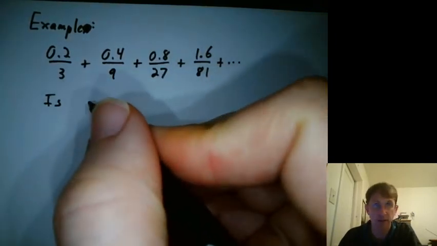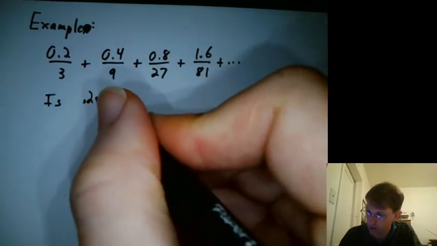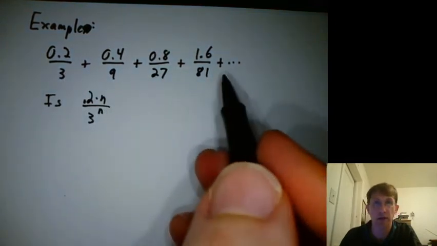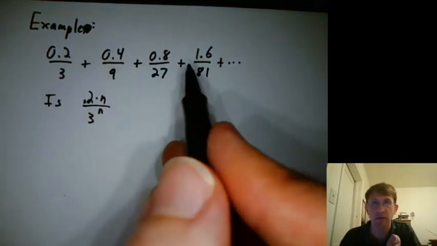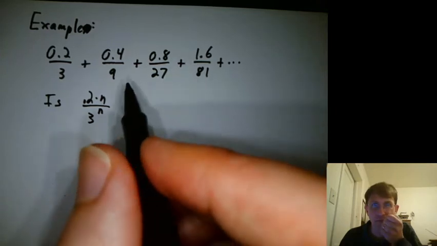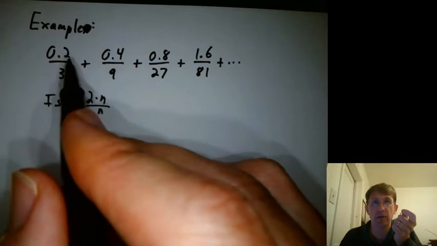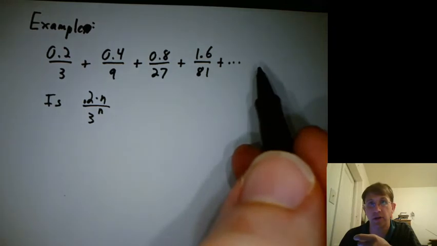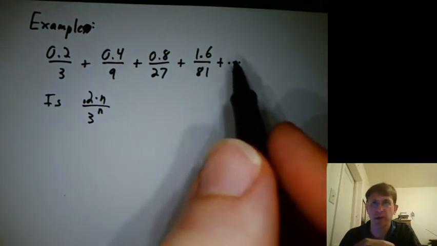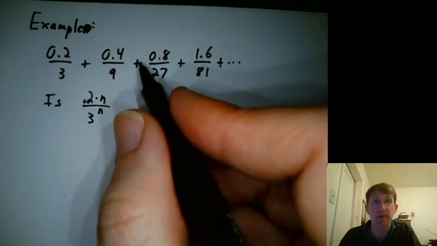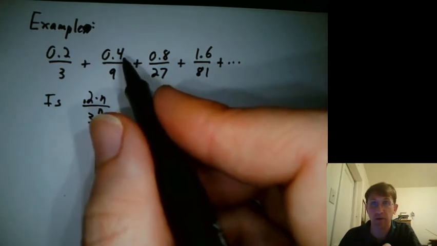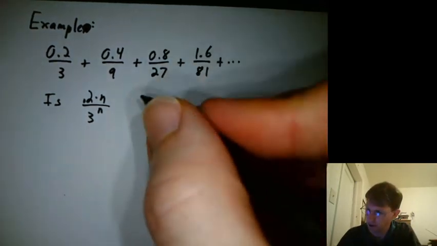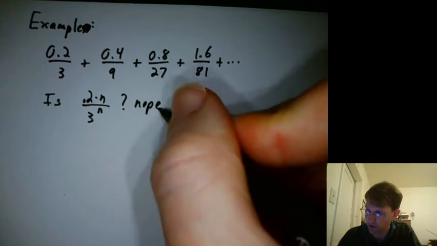When I did this in a class, some people said maybe it's 0.2 times n over 3 to the n. They picked up that these are powers of 3 in the denominator, and we seem to have something even going on here. But if it was 0.2 times n, it would be 0.2, 0.4, 0.6, 0.8, 1.0, something like that. But we're missing the 0.6, so this seems to be more like powers of 2, 2, 4, 8, 16, but there's a decimal point there. So we'll say, nope, it's not that.